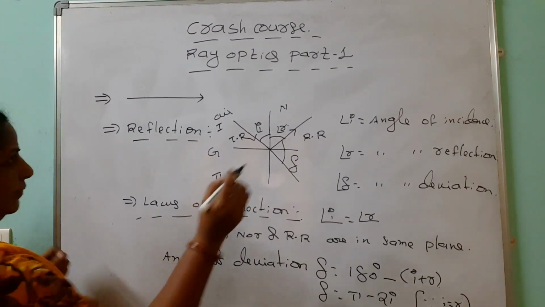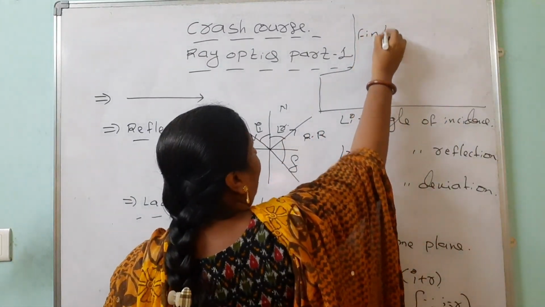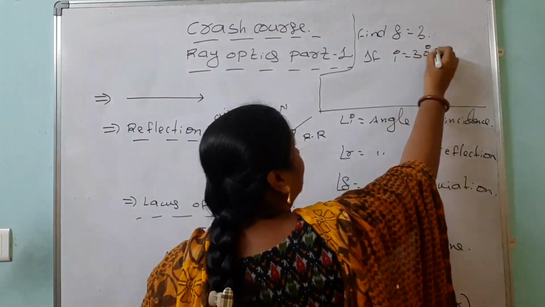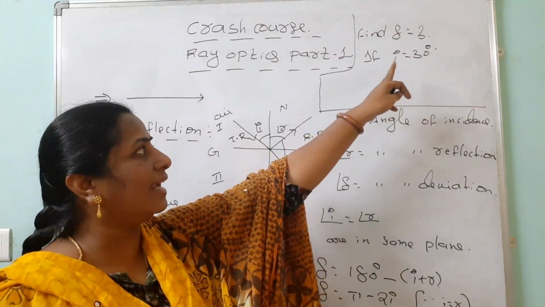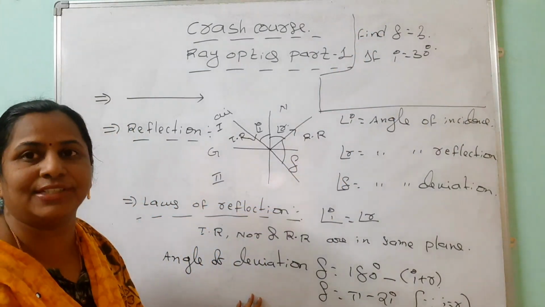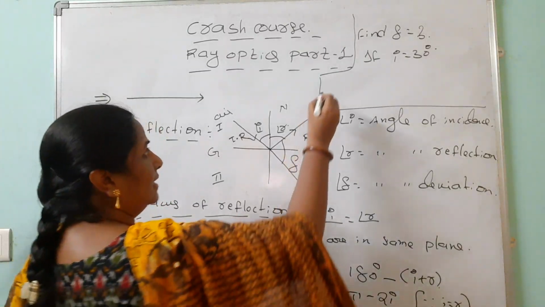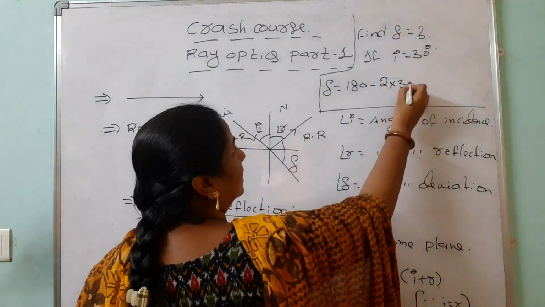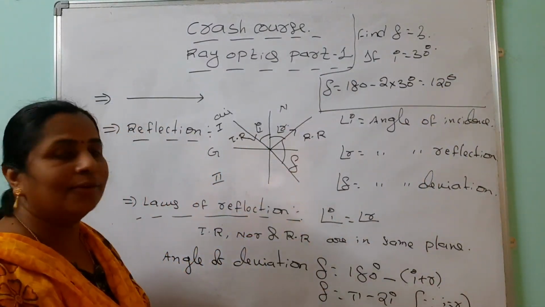Look here. Find angle of deviation if I equals 30 degrees. See, they didn't give anything about the reflection. We know the hint is angle of incidence is 30 degrees. How to find out the angle of deviation in the case of reflection? When we go through refraction, it is another part. So reflection formula is 180 minus 2I. 2 into 30 degrees, so 120 degrees. 180 minus 60 is 120 degrees.